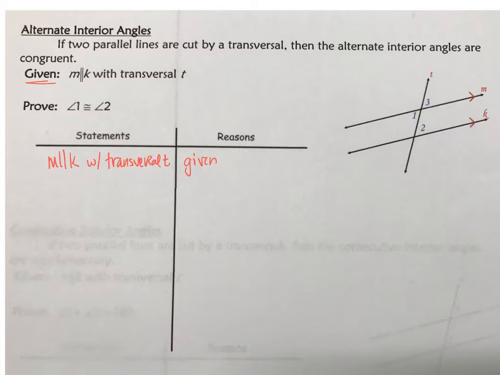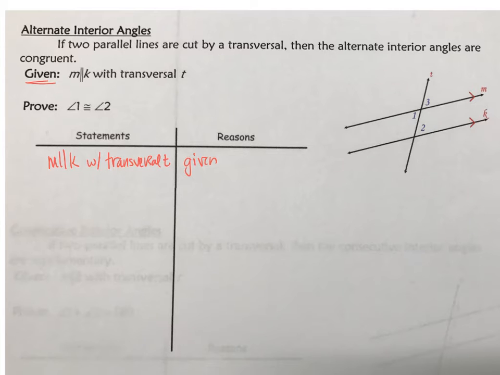Now, think back to those tools. Think back to those tools that we have. They're at the top of your paper. We have linear pairs, we have vertical angles, we had corresponding angles, and we had all those properties of equality. So let's see about what do we have here. And a good hint is use the angles that are numbered. And especially in the beginning, that's a pretty good hint of what to start with.